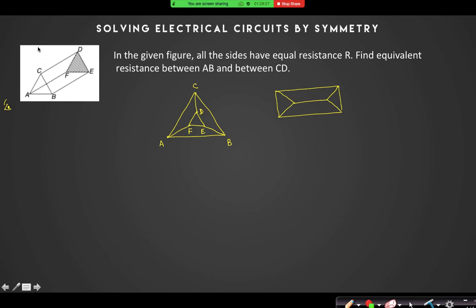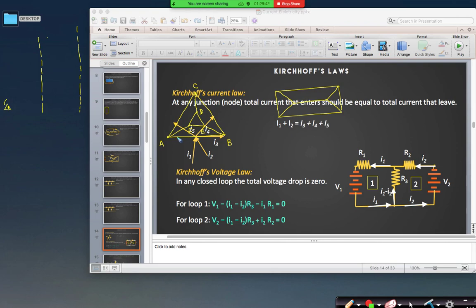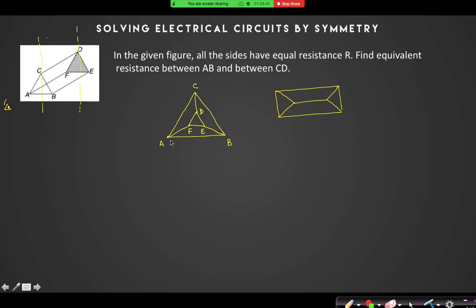If you want to see a symmetry along this plane, if you talk about this plane, yes sir, then you will get a rectangle beside it. Then this figure is also symmetrical about this plane.